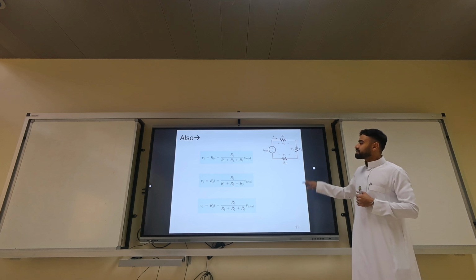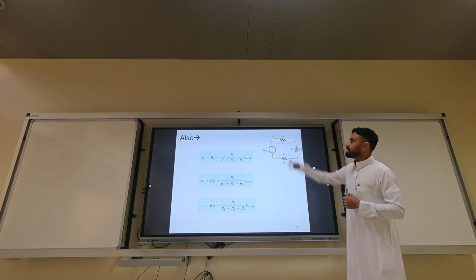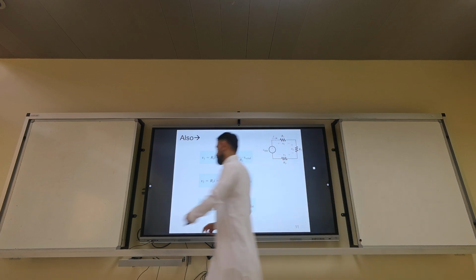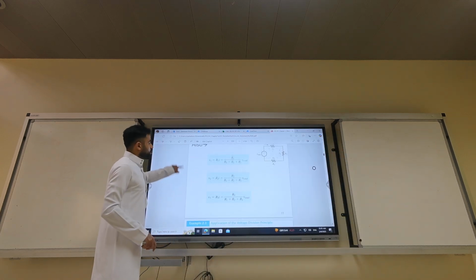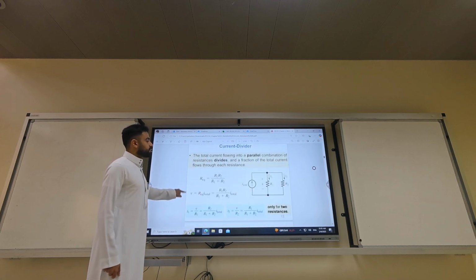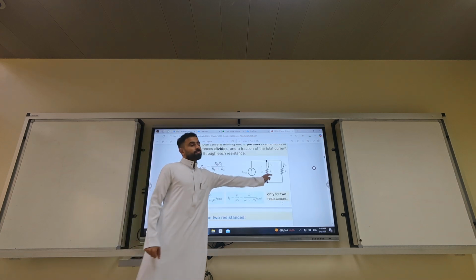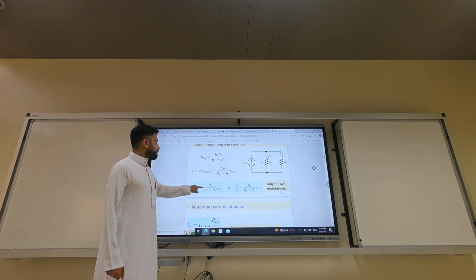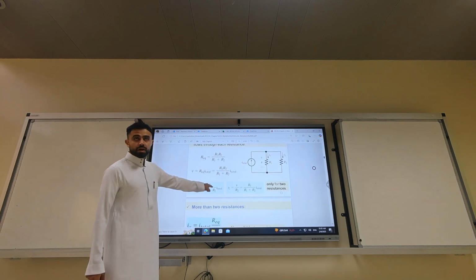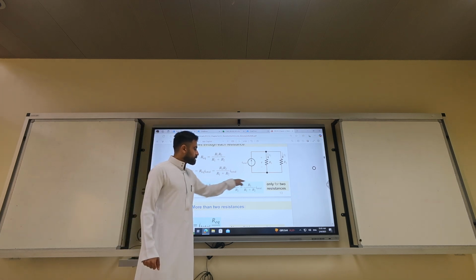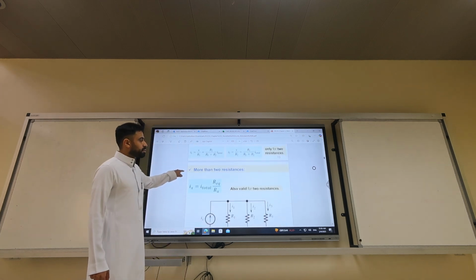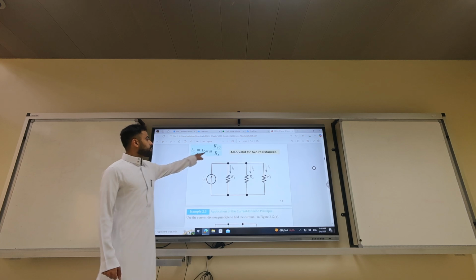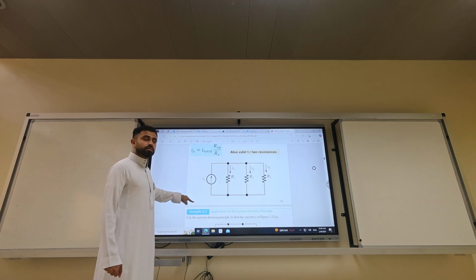Then we studied the current divider rule, right? And we said if you have two resistors in parallel, you can use this formula. If you want to calculate I1, you get R2. If you calculate I2, you get R1 over the summation. If you have more, you use the general formula, right?